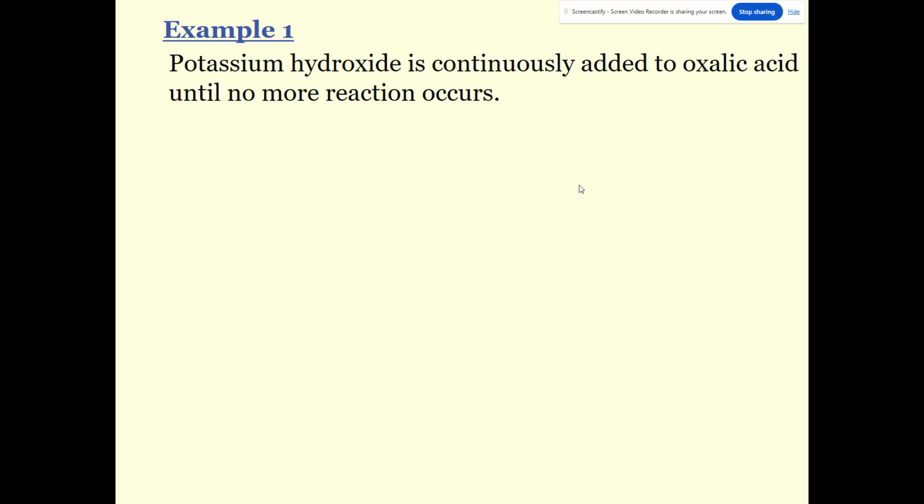So let's say you're told potassium hydroxide is continuously added to oxalic acid. So like before, we are going to list what we have present. We have potassium ions present, hydroxide ions present, and oxalic acid, which is HOOCCOOH.